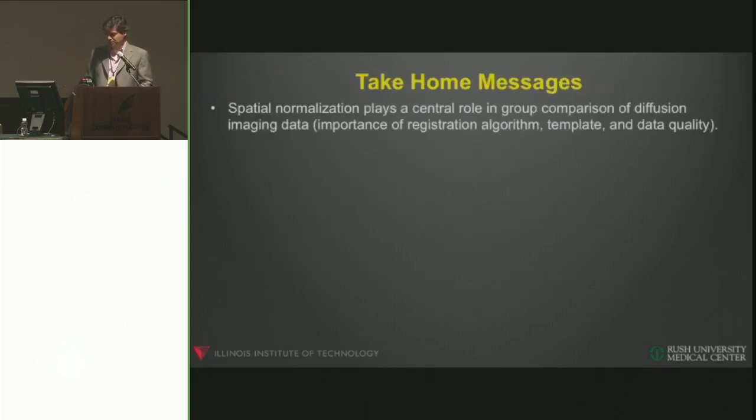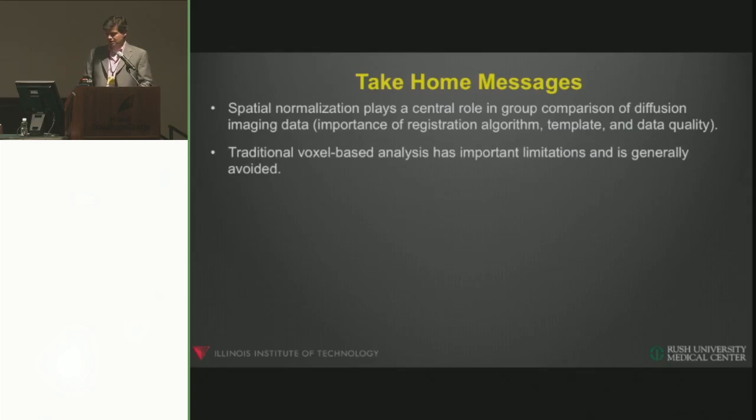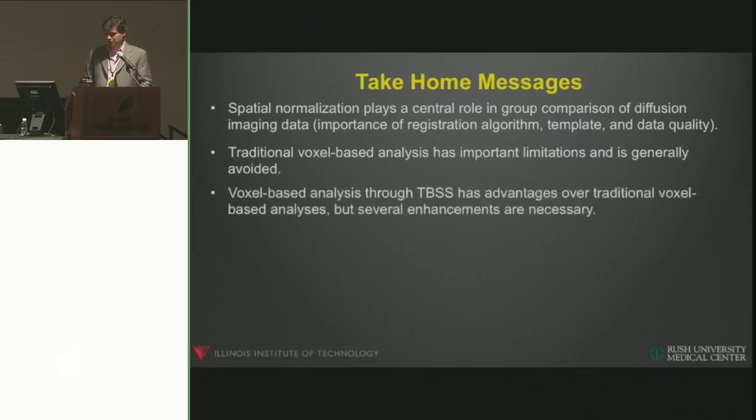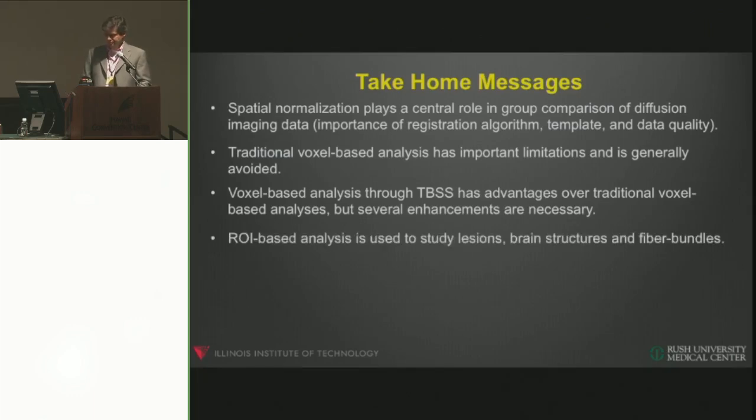So the take-home messages, and this is my last slide, are first that spatial normalization is important in different types of group comparisons of diffusion imaging data. The registration approach you use, the template you use, and the data quality play a huge role in spatial normalization accuracy. Traditional voxel-based analyses have important limitations. Some of them are alleviated with the use of TBSS. However, you need to be careful when you use TBSS, and you need to appropriately adjust different steps in TBSS.